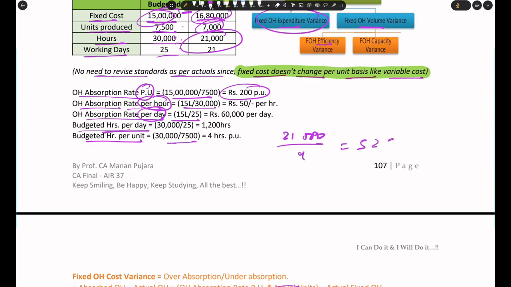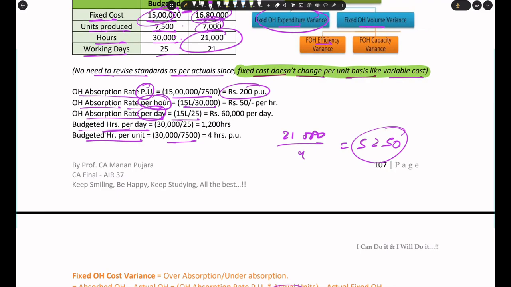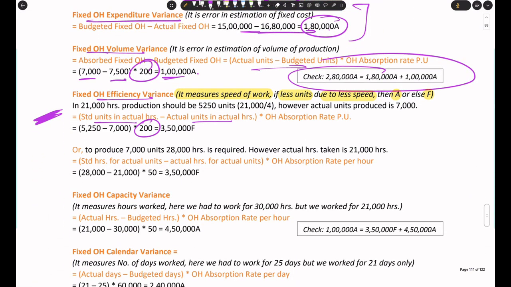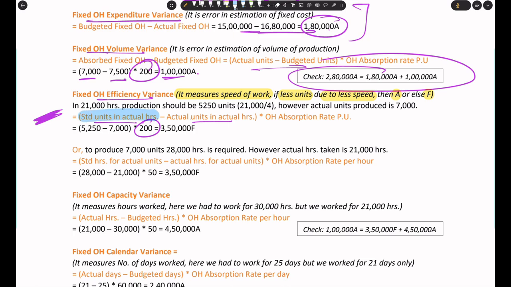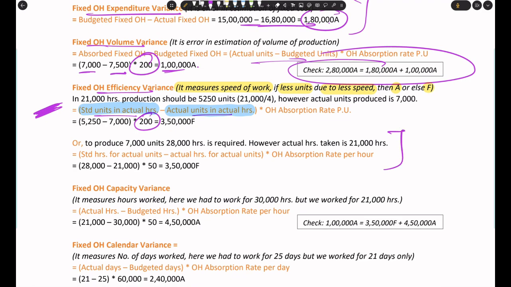Okay, 5250 should have been based upon what we have budgeted. Based upon the actual hours, this should have been the standard units in actual hours minus the actual units in actual hours, that is 7,000 given in the question. So this is very favorable, because we have produced so many actual units in the actual hours, compared to what we budgeted for the same. Okay, so you can also understand it this way.